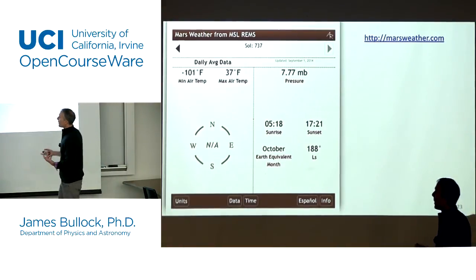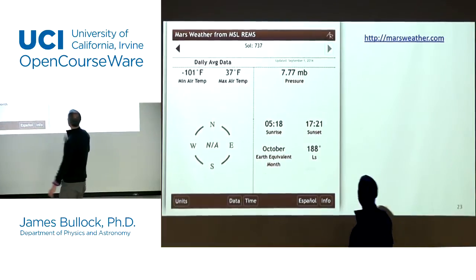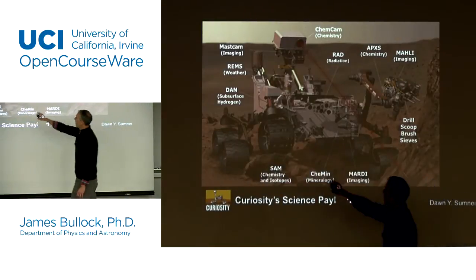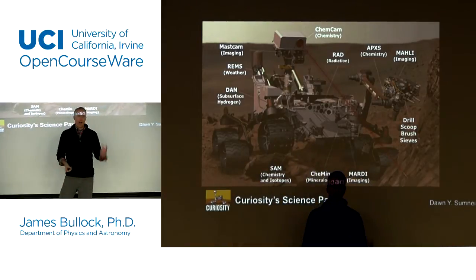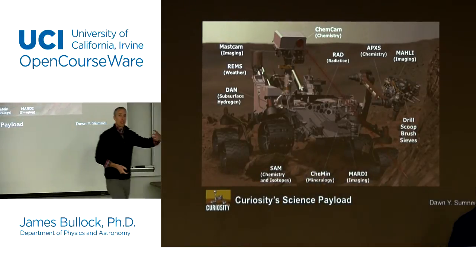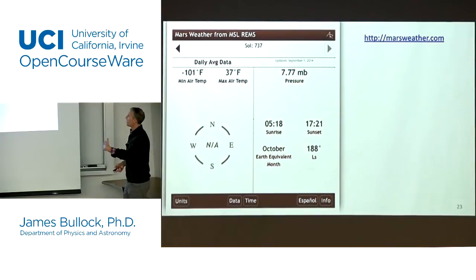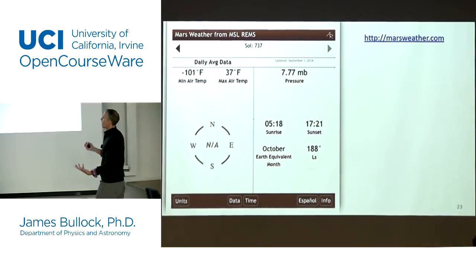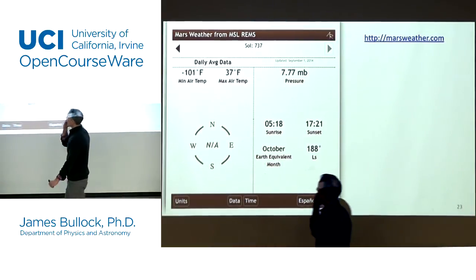This is something you can go and get online right now. You can go to marsweather.com. The REMS weather instrument is constantly, or every now and then, sending information back to the Earth, and you can see what it's experiencing for its weather over the course of the day. This was the report for today that I grabbed a little while ago.